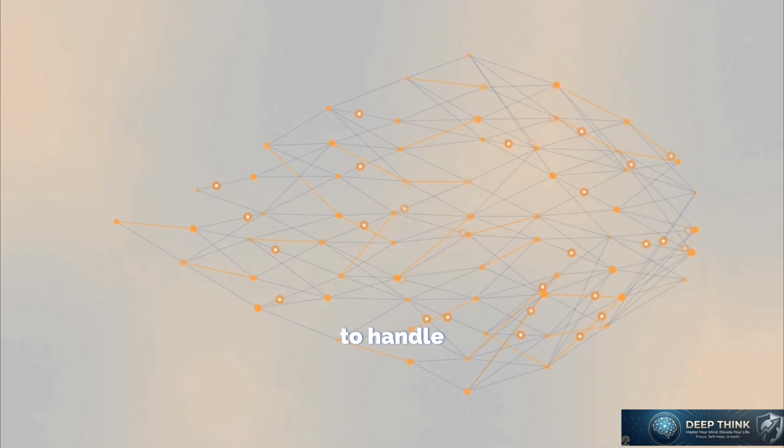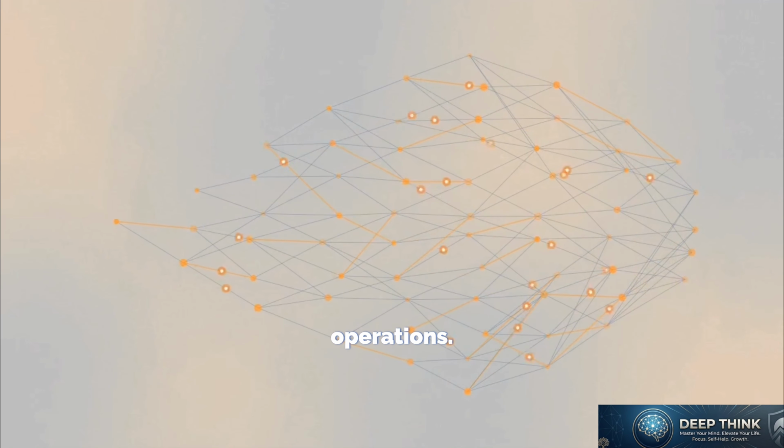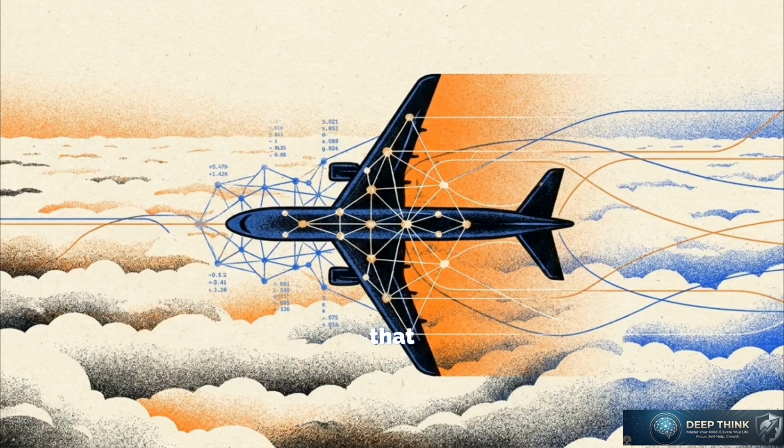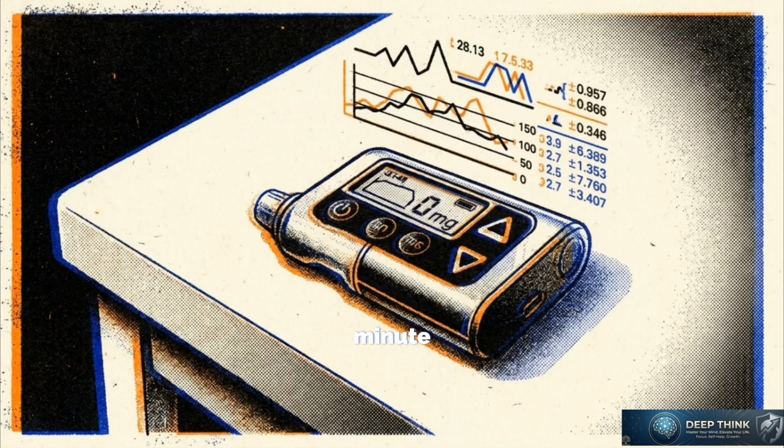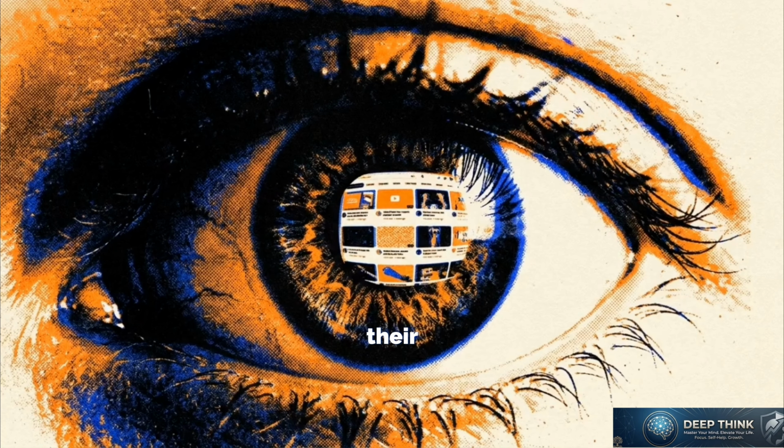Computers use these recipes to handle massive, complex operations. They process the flight data that keeps commercial airplanes in the sky without a pilot, and they calculate minute-to-minute insulin dosages for patients with type 1 diabetes. But their most frequent job involves your attention.